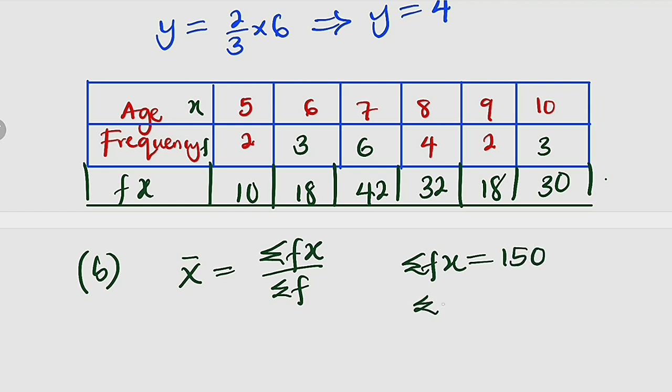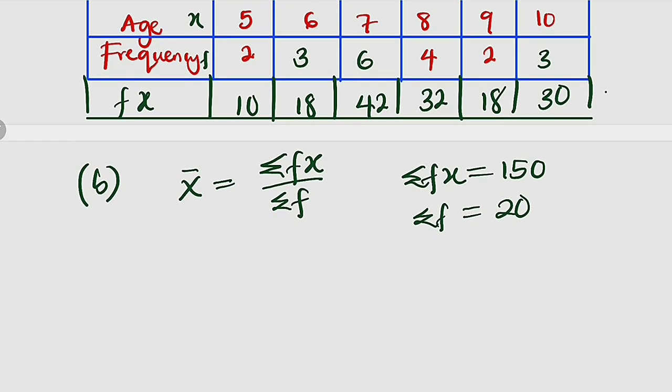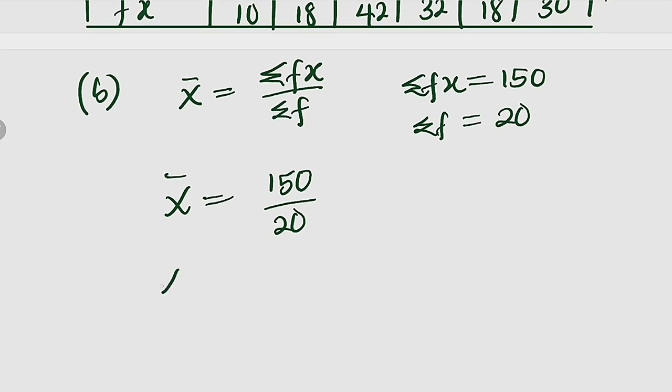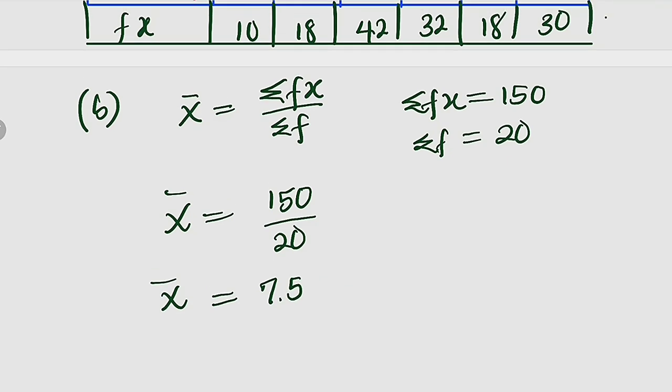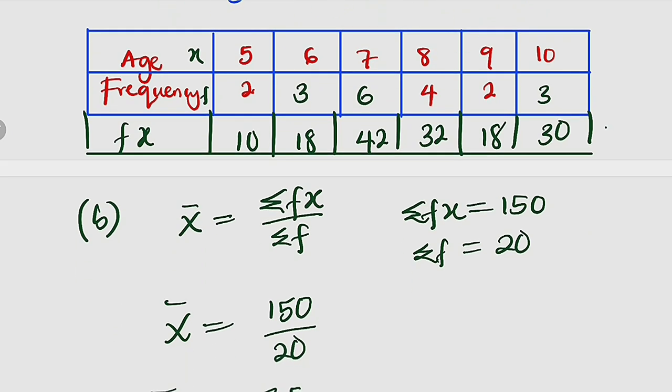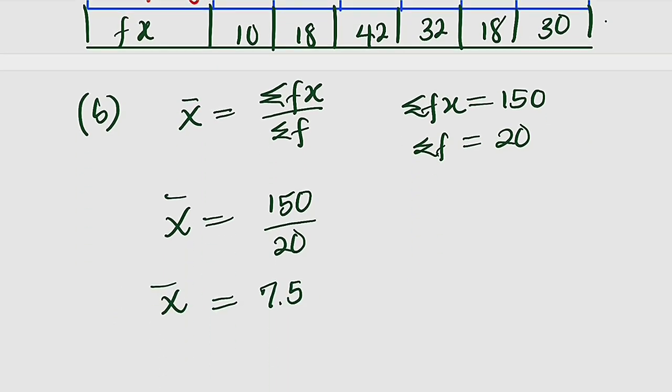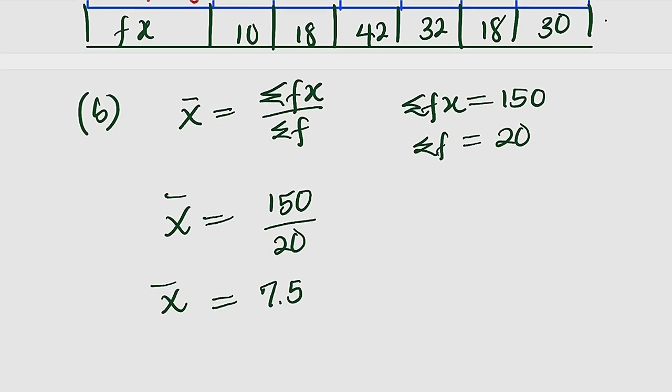Then we already know that the summation of f, which is the frequency, is 20. Once you add this together, you're going to get 20. So therefore x bar, which is equal to summation of f of x over summation of f, is 150 divided by 20, and this is going to be, is it 7.5? Yeah, 7.5. So the mean of these ages is 7.5. As simple as that. Now let us move on to question number 8.